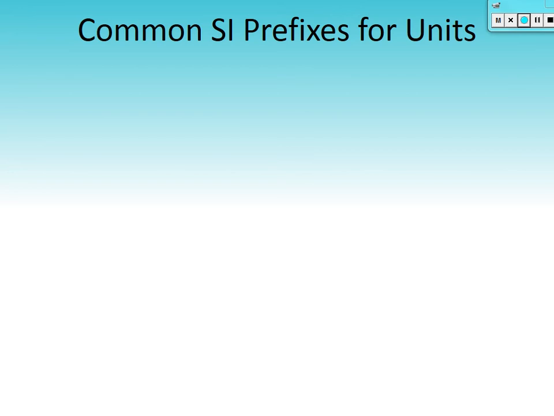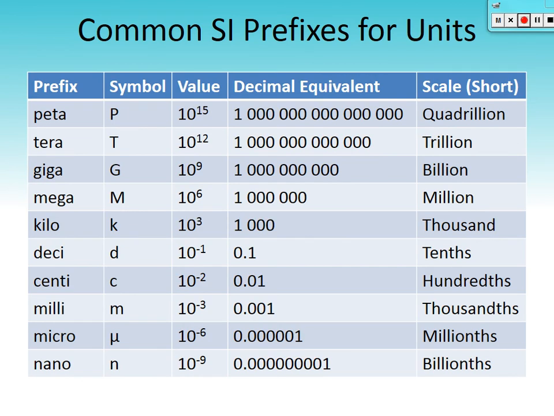Some common SI prefixes for units. You've probably seen these before. So these prefixes here, let's just go over them. Nano. So nanotechnology is something you'll hear a lot about in science now. What that means is you're dealing with really, really small things. This is 10 to the minus 9th. So, there's 9 decimal places until you get to a 1 here. This is a billionth of a meter. So when we're talking about nanotechnology, we're talking about things that are a billion times smaller than a meter.